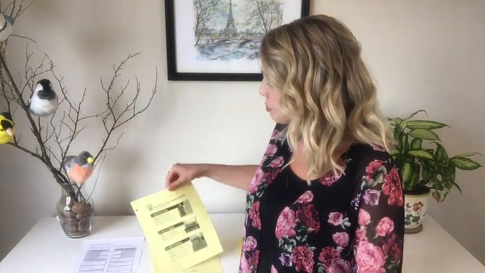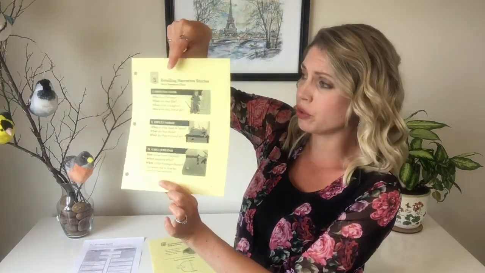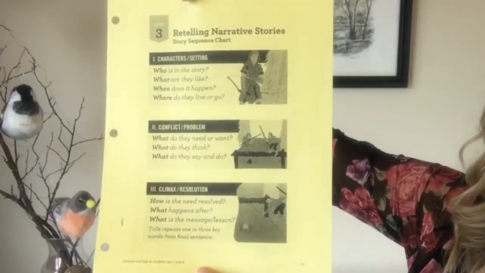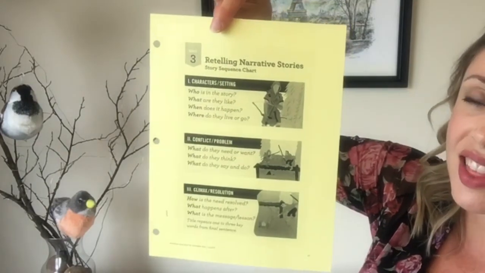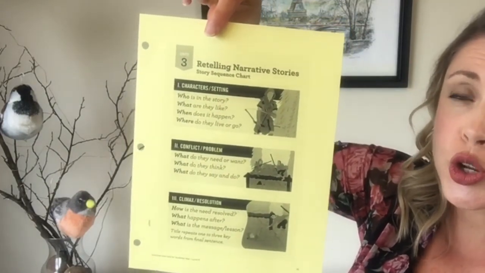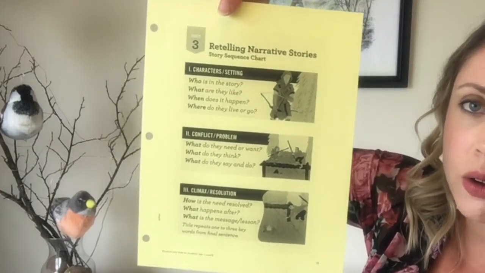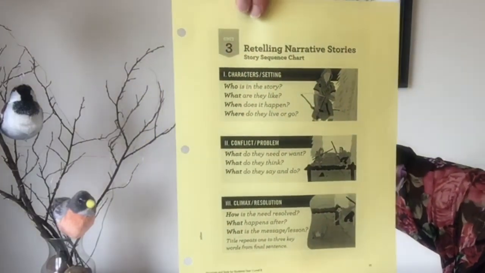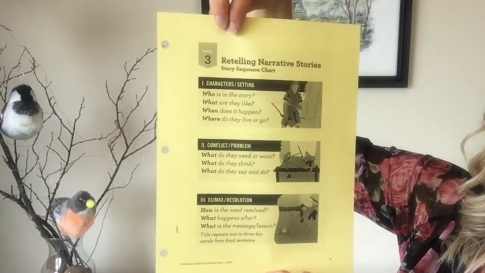In Unit 3, they are learning how to retell a narrative story, which gives them the foundation for, when they're ready for it, writing their own story using the story sequence chart. So what you can do with the story sequence chart is you can retell, and we've tested this, any story, short or long, because it breaks it down into sections, into jobs of each paragraph.